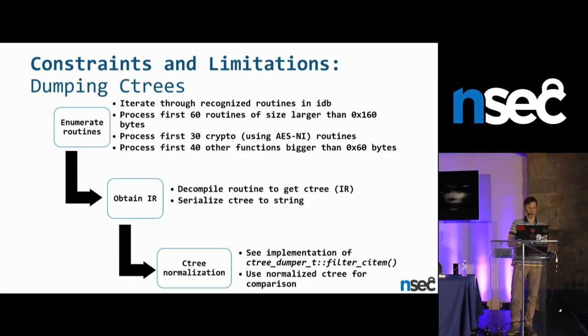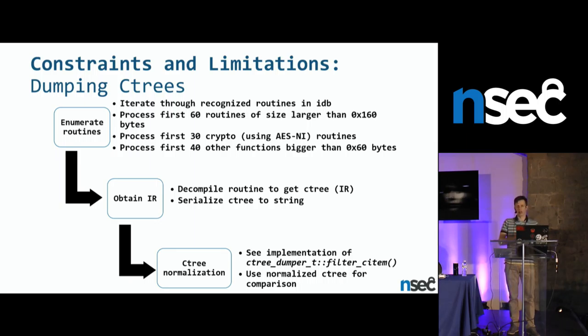So we processed a certain number of the routines, because some IDB files contained up to 1,000 routines and more. In this case, we don't have much space to store all the data first. And secondly, not all the data are really interesting because, for instance, there are many small routines which just contaminate the data set because they are present in every sample. So we decided to filter them out, and as a result, we were processing the first 60 routines of size larger than 160 hexadecimal. We were processing 30 crypto routines identified using the Advanced Encryption Standard or spotted by the IDScope plugin, and we were processing the first 60 other routines bigger than 60 bytes. Those constants, 60 and 160, were chosen empirically, using our experience during the manual analysis.